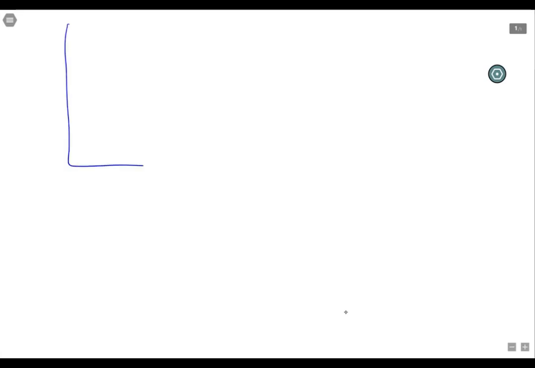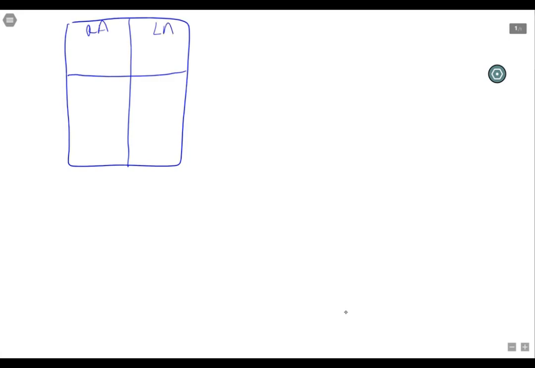So if we look at the heart and draw a rough representation of the heart, what we have here is the heart and its chambers: the right atrium, the left atrium, the right ventricle, and the left ventricle.